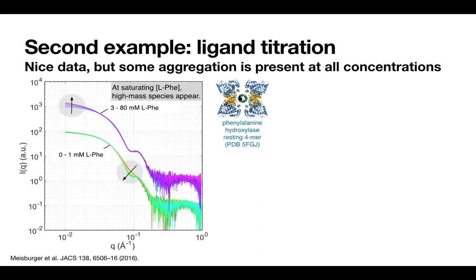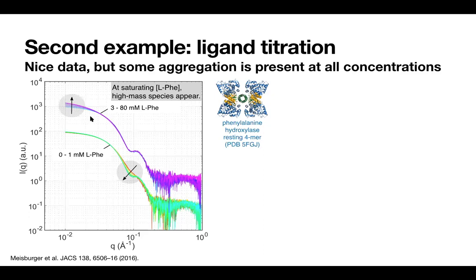But we didn't know exactly what that change was. From 0 to 1 millimolar phenylalanine, which is kind of the physiological range of phenylalanine in your liver, you can see a change in the scattering profile at mid-Q, and this signifies a conformational change. But then as we went to higher phenylalanine, we start to see this increase at low Q, and that signifies an increase in the average molecular weight. So there's some high mass species starting to appear.